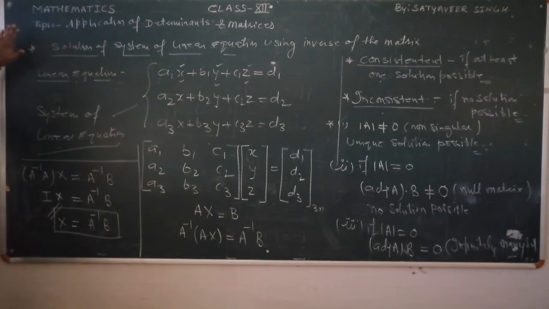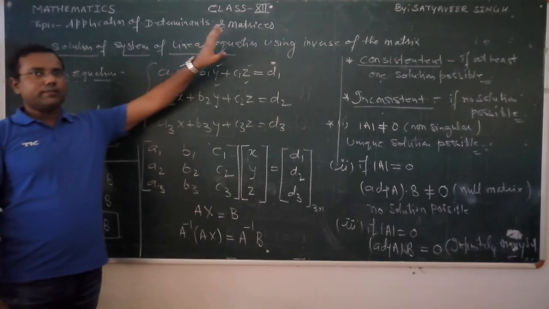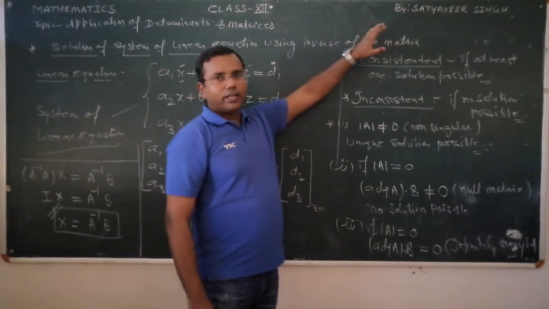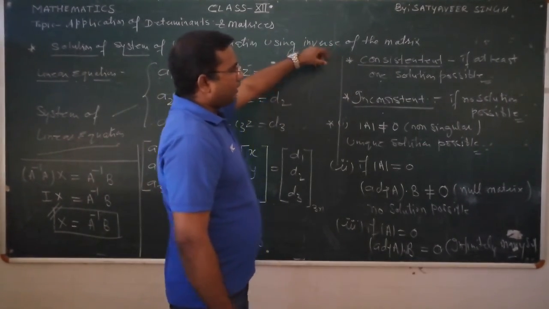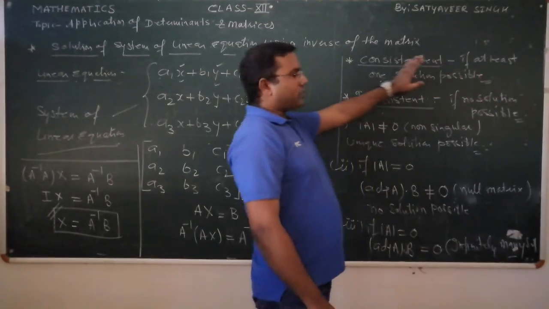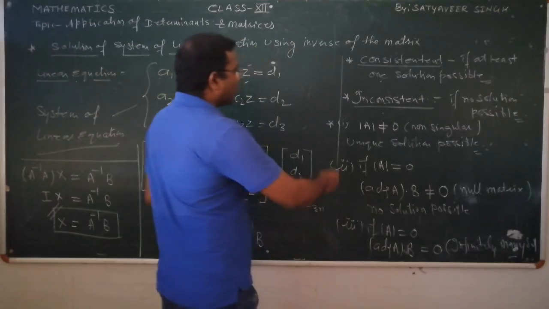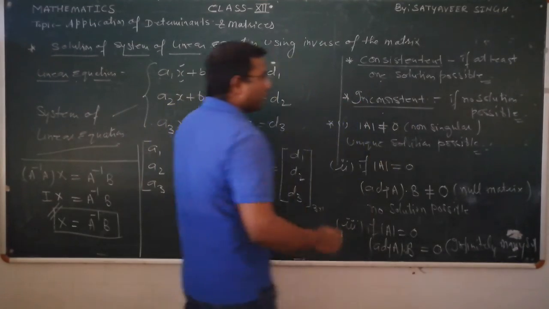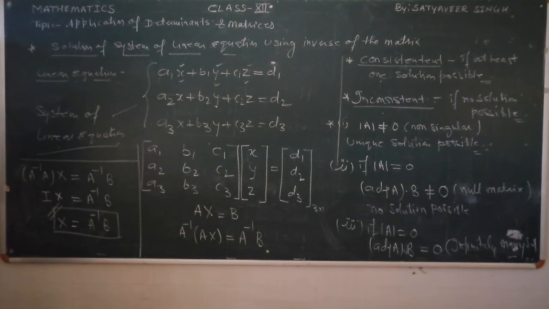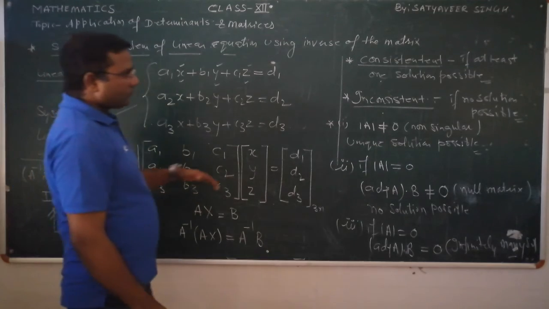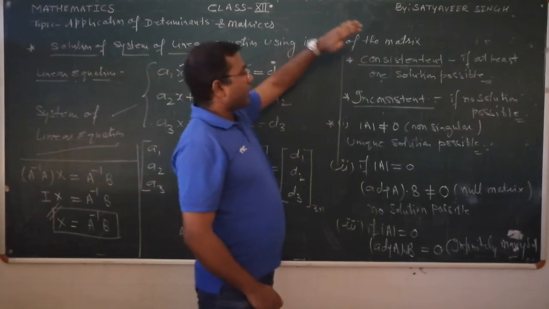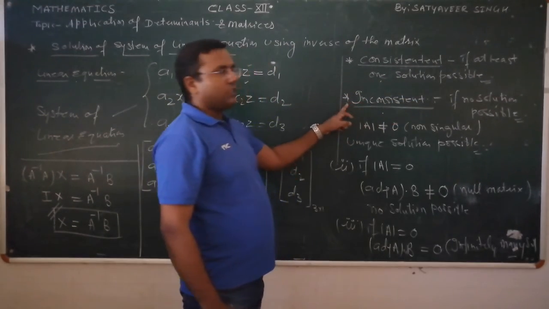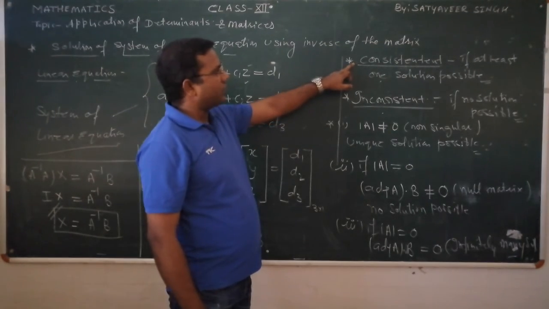Student, in this topic we are going to learn how to solve system of linear equation using the matrix method. We can solve system of linear equation. There are two categories, consistent and inconsistent. What is consistent? If there is at least one solution possible, it is called consistent. And what is inconsistent? If there is no solution possible, that is called inconsistent. See now, student. So these are the two ways we can say. So we cannot solve the system of linear equation if it is inconsistent. We will only solve if it is consistent.